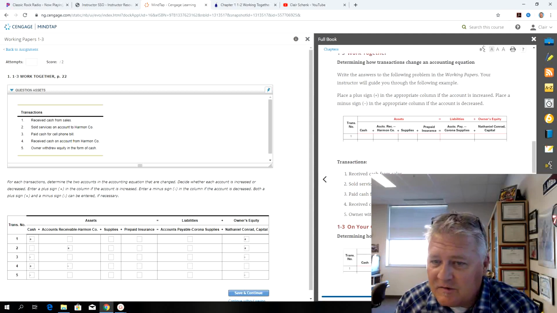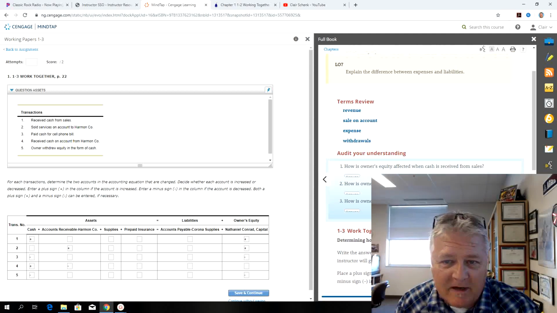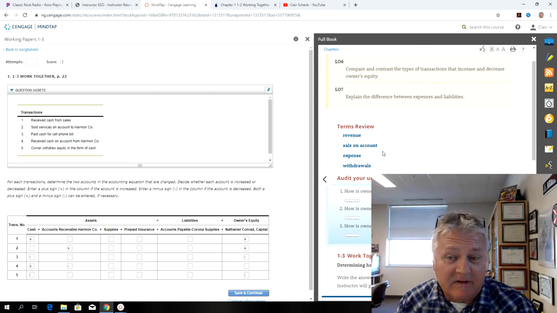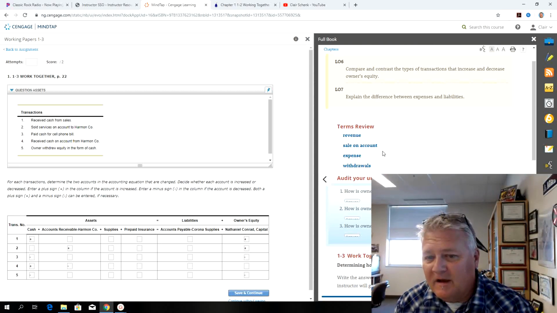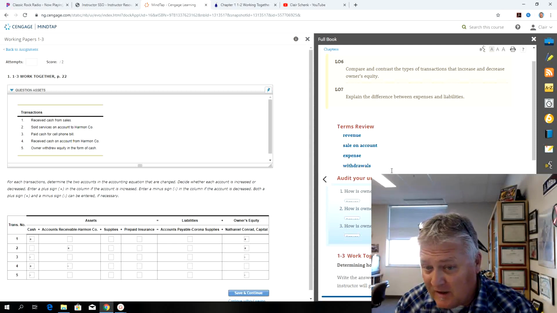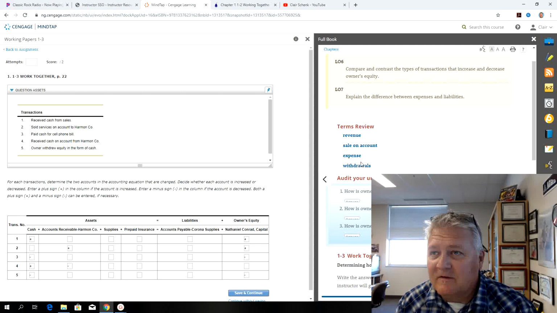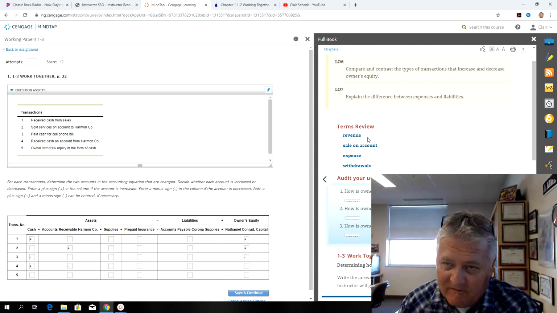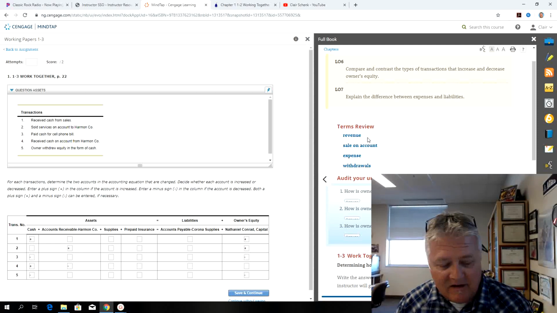Some key terms you should know. We should make sure you know that. Revenue is one of those. Another one is sell on account. And the third one is expense and withdrawal. So an owner can withdraw supplies or cash from a business. Expenses are what you pay for the business. And sales is when you make a sell and it helps your account. And the last one is revenue. When we make a sell, we add revenue, which increases owner's equity, and it's a good thing.